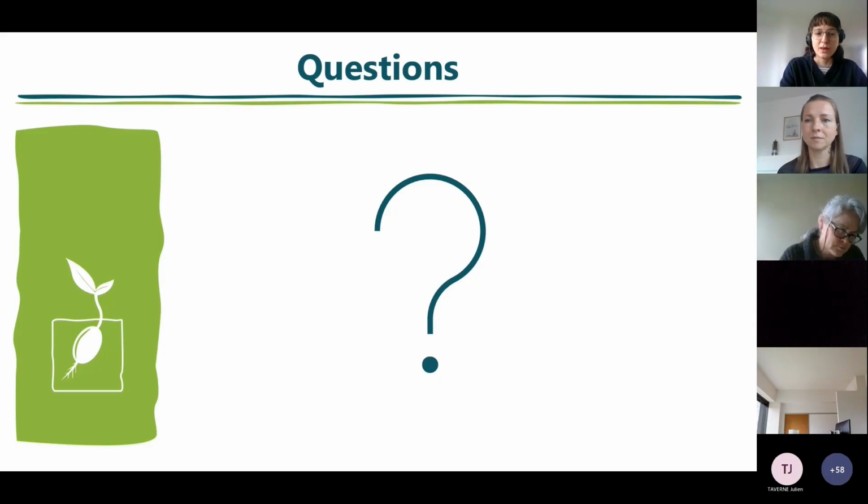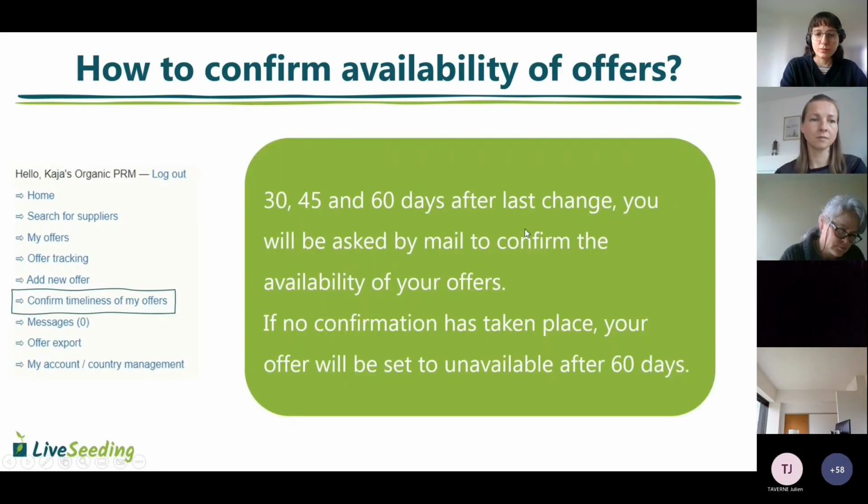Okay. Then I want to show you how to confirm the availability of your offer. So this is a very important point, because it's very important to keep your offers up to date so that farmers are informed about the current availability. And 30, 45, and 60 days after your last change, you will be asked by mail to confirm the availability of your offers. And if no confirmation has taken place, your offer will be set to unavailable after 60 days.